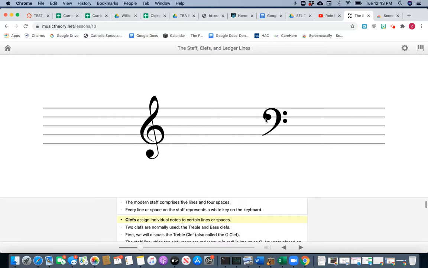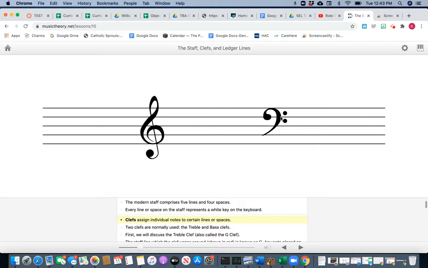And then we have bass clef. So bass clef is also called the F clef because it has these 2 little dots around the F line in the bass clef. All right. Bass clef is for lower instruments. So this would be trombone, euphonium, tuba, and bassoon.